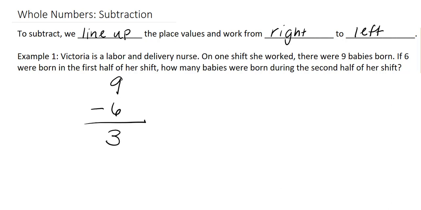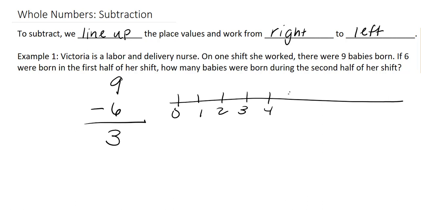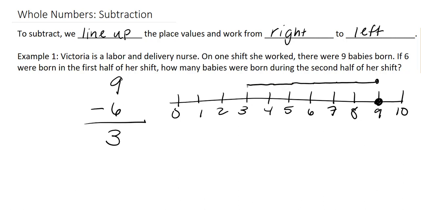Now, we can also look at this on a number line. So if you weren't quite sure, we can go 0, 1, 2, 3, 4, 5, 6, 7, 8, 9, 10. So we know we started at 9. And then we need to go over 6. So in order to go over 6, we can start here. We can go 1, 2, 3, 4, 5, 6. So we end up at the 3.